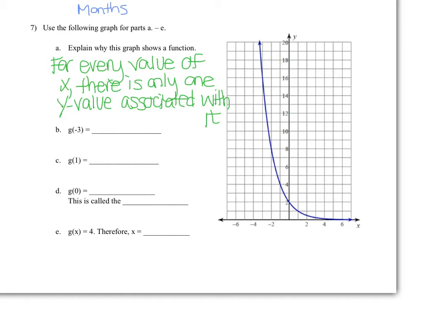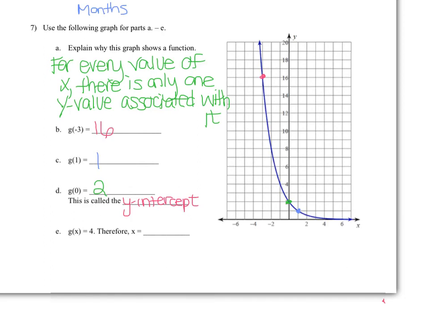So it next asks us for g of negative 3. Well, negative 3, we're going to find is right about here. So g of negative 3 is 16. Next we have g of 1, and g of 1 is right here, so g of 1 is 1. G of 0, that's when x is 0, is right here at 2, and this is called the y-intercept.